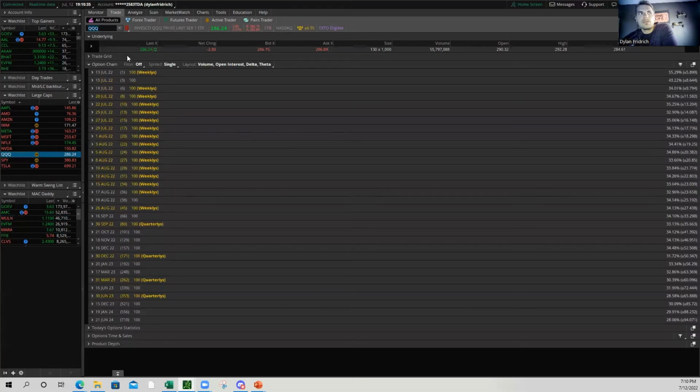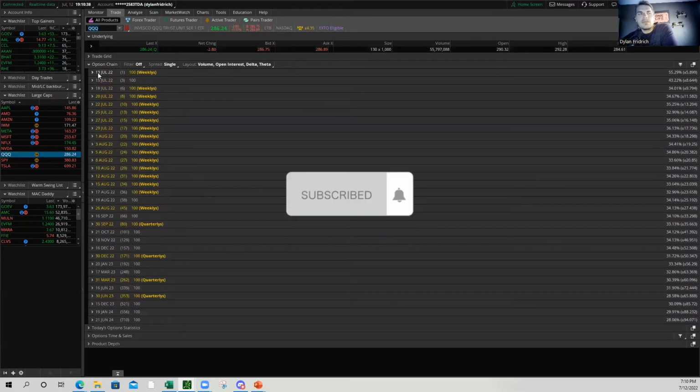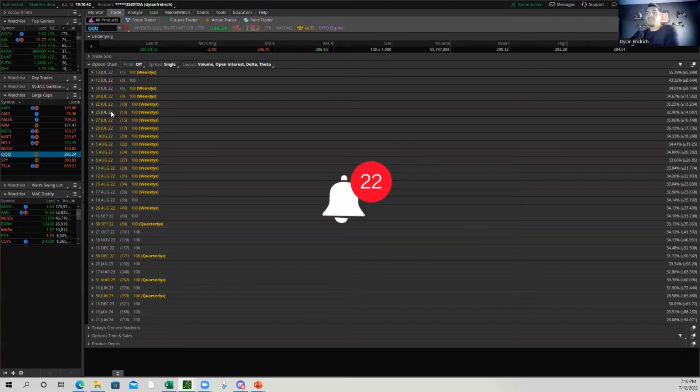So let's go to the Qs here. Again, you can see the Qs have Monday, Wednesday, Friday expirations. So I'm always trading the closest expiration on the Qs and the SPY.